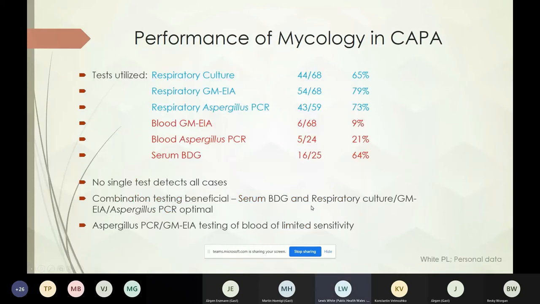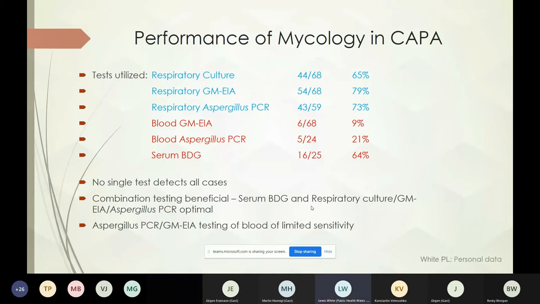And when it comes to the breakdown of test performance in terms of detection of CAPA, you can see that no single test actually picks up all cases. Respiratory culture, galactomannan ELISA, and Aspergillus PCR on the respiratory tract provide a moderate sensitivity, with GM and Aspergillus PCR providing the best sensitivity. And in my experience, culture here is performing quite well at a sensitivity of around 65%, because normally we would expect, from the respiratory tract of a patient with invasive aspergillosis, sensitivity can be as low as 20%.